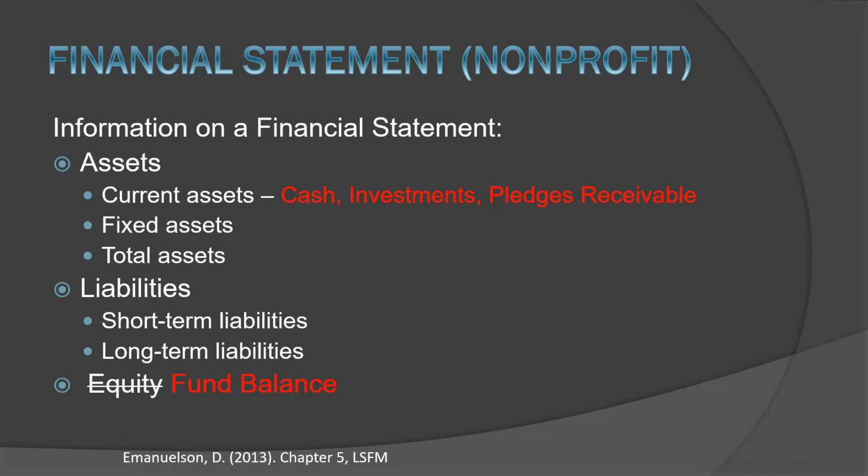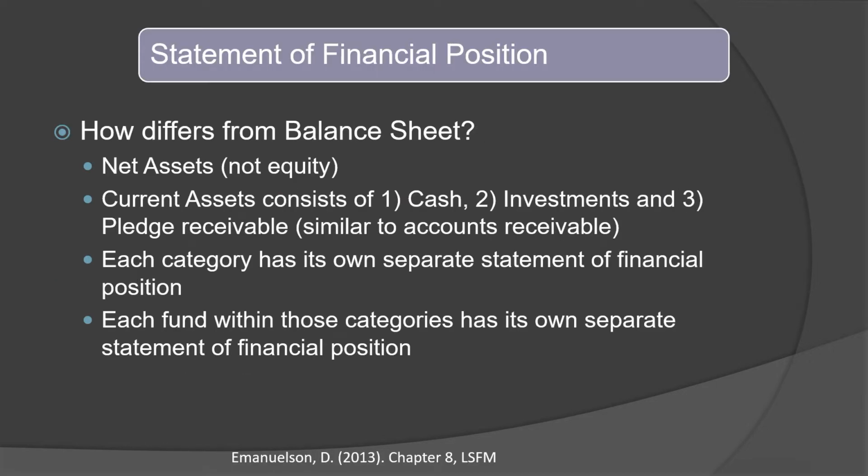So the same type of information is provided on a statement of financial position. So you have current assets. In nonprofit, that's cash, investments, and pledges receivable. And as you can see, it's not equity, it's called a fund balance. So in nonprofit, the statement of financial position differs from a balance sheet. As I've mentioned a couple times already, it's called net assets, not equity. The current assets are cash, investments, and pledges receivable, which is similar to accounts receivable. I'll speak about that in just a moment.